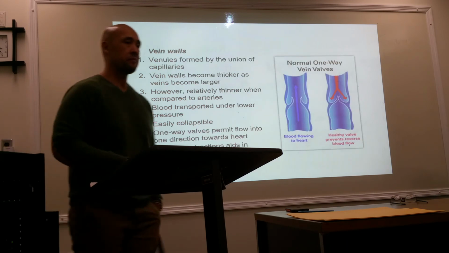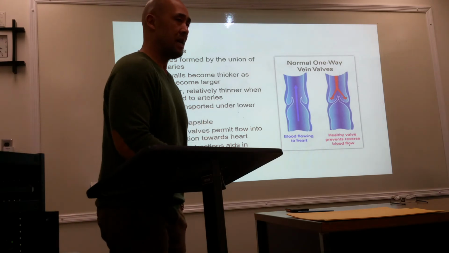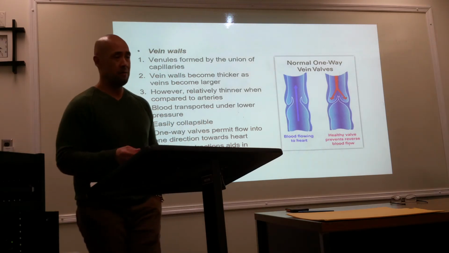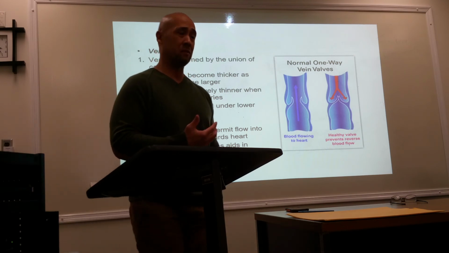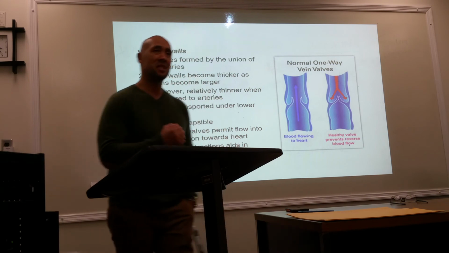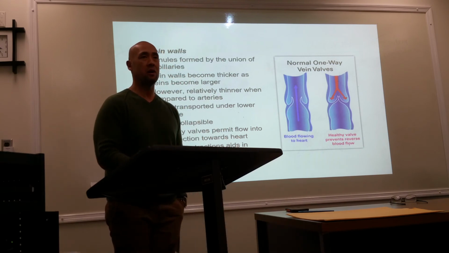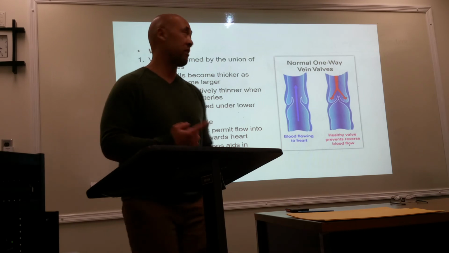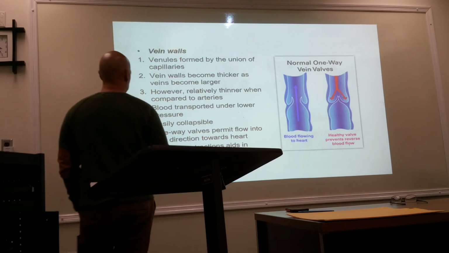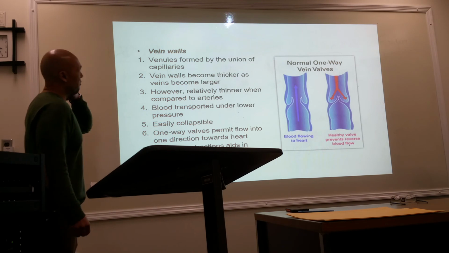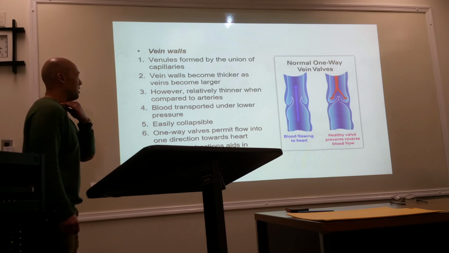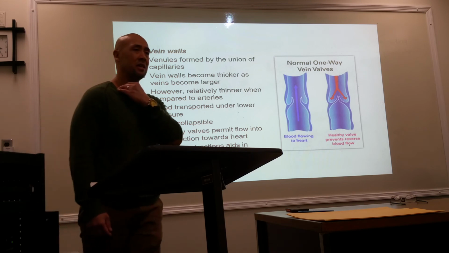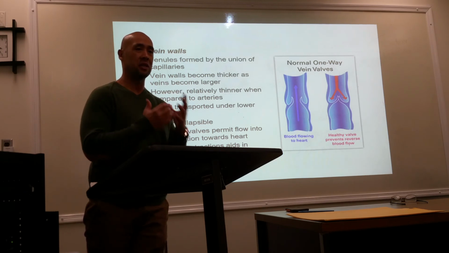Veins. Veins are a little bit different in that they have valves, because the veins are further away from the heart. There isn't a lot of pressure, so they need some assistance in trying to get that blood returned back to the heart. So veins have valves, one-way valves. Okay? So venules are formed by the union of the capillaries. Vein walls become thicker as veins become larger. However, they are still relatively thinner compared to the arteries because they don't have to be that thick, since they're dealing with lower pressures.